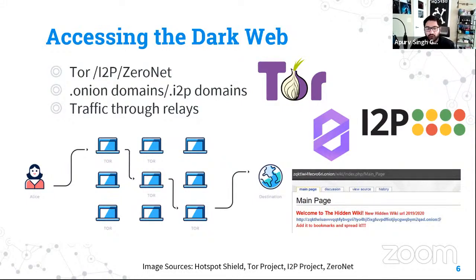And the onion analogy here comes from the traffic or the packets being encrypted in multiple layers that open at each node. That's where the onion analogy comes from.